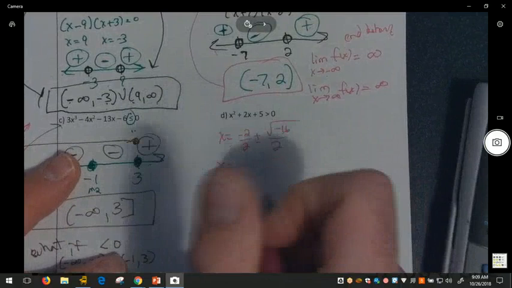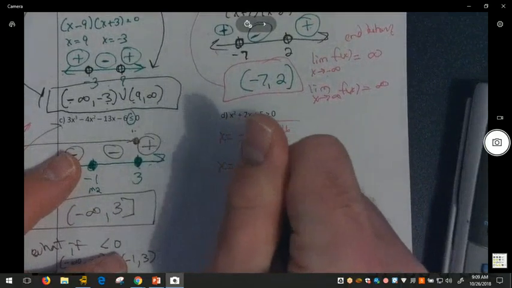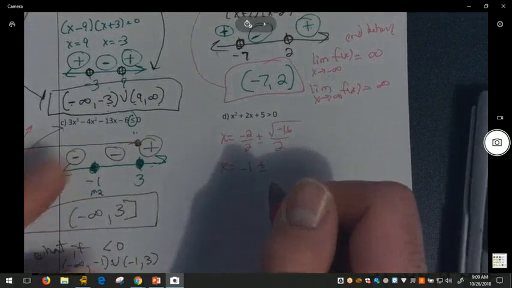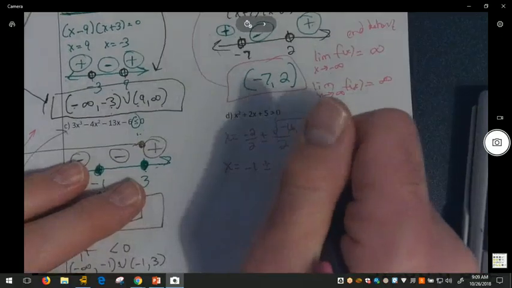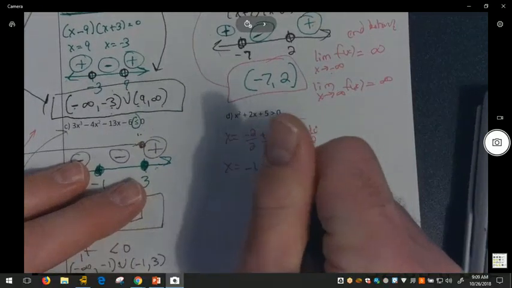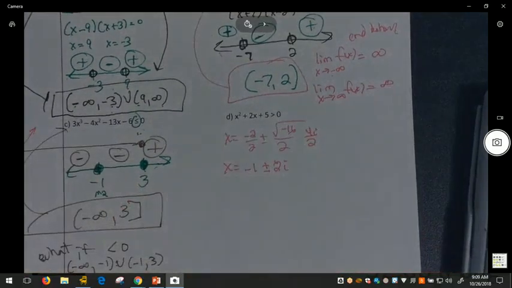So the x-intercepts are negative 1 plus or minus 4i over 2, which is 2i. That means I have no real x-intercepts.